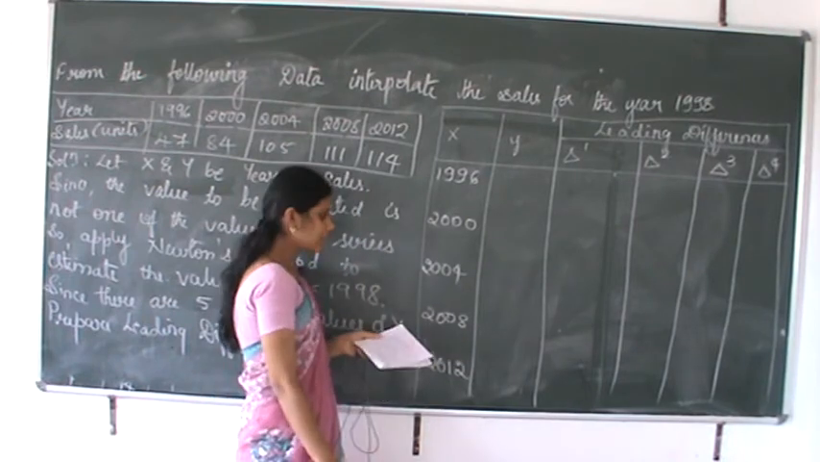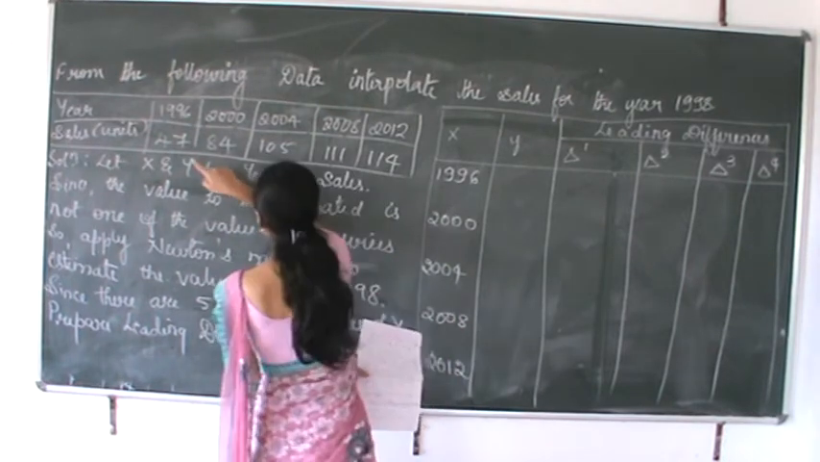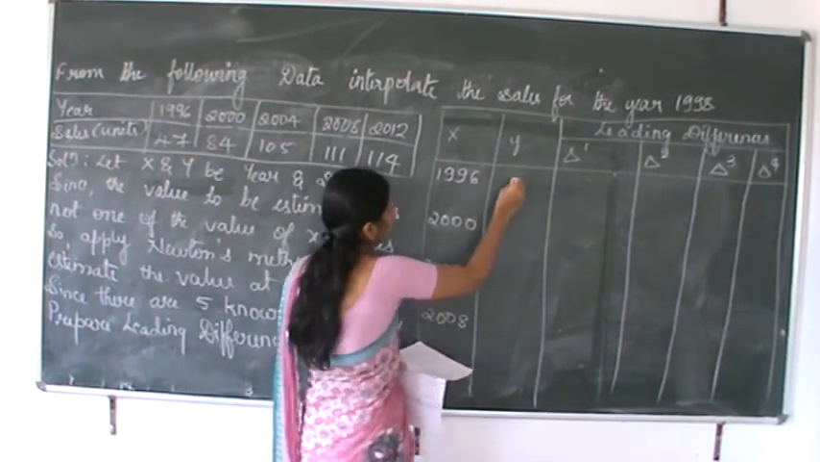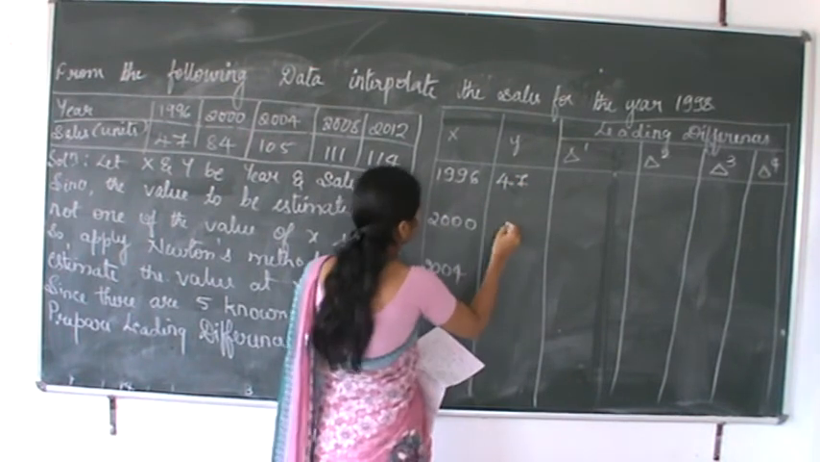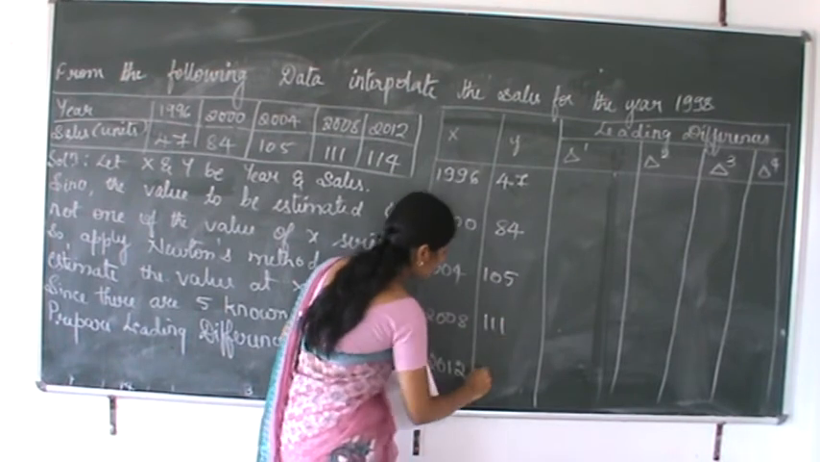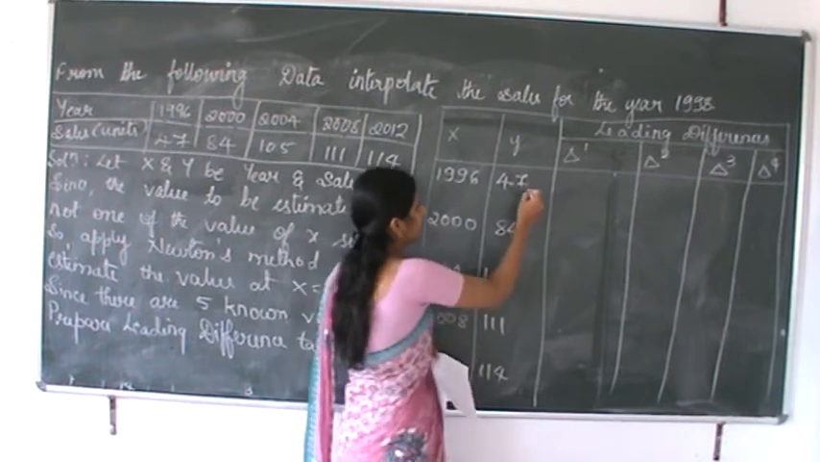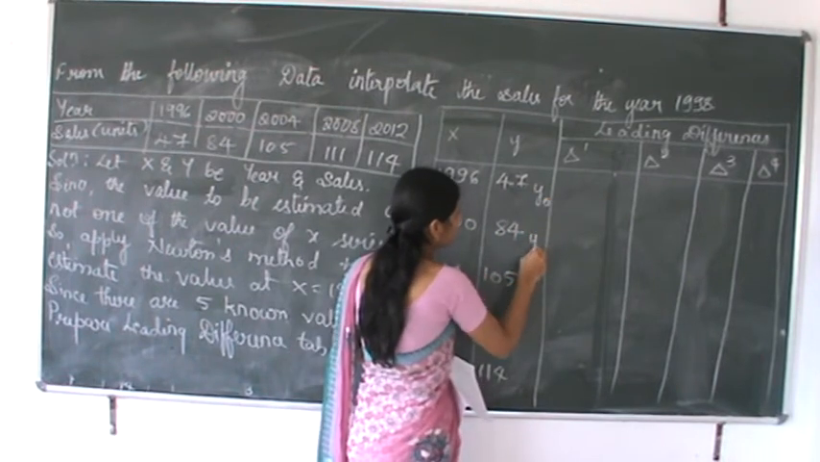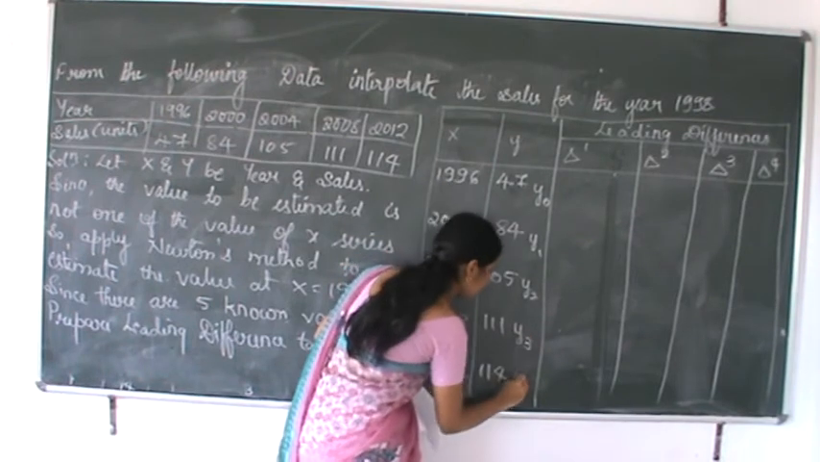Now we will write the values of y. Values of y are 47, next it is 84, 105, 111 and 114. Now we will mark values of y: y0, this is y1, y2, y3 and y4.